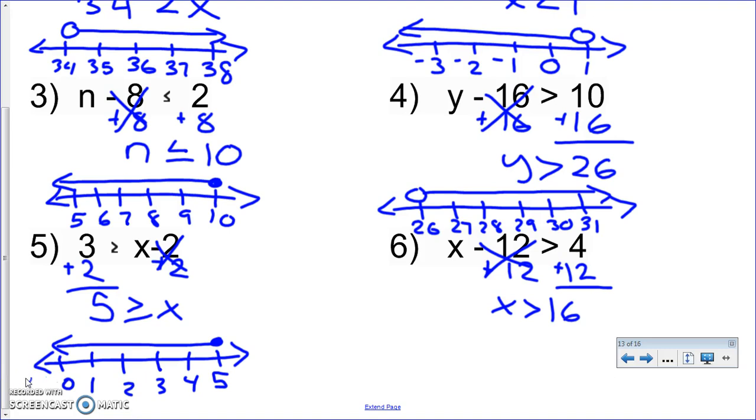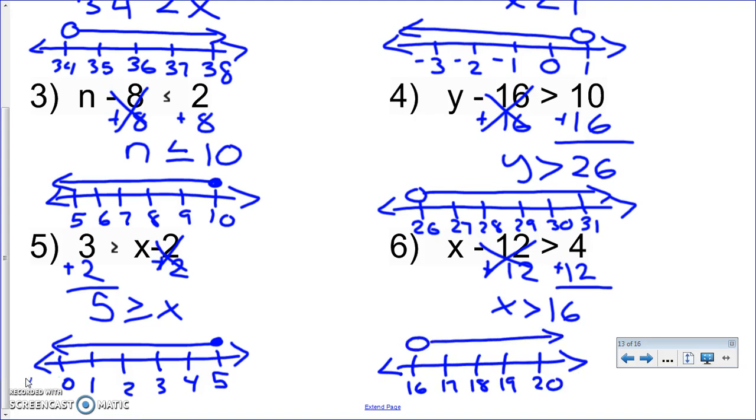So then we get x is greater than 16. So now we're going to draw our number line and graph it. Because x is greater than 16, the arrow goes to the right, and because it's not equal to, it's an open circle.